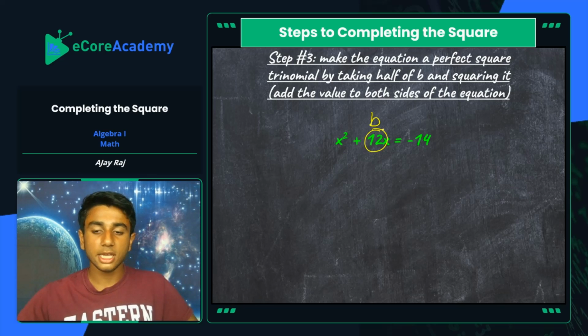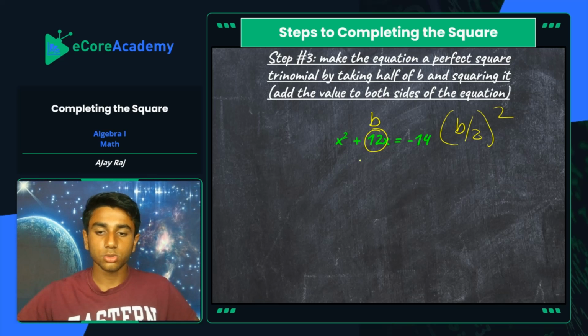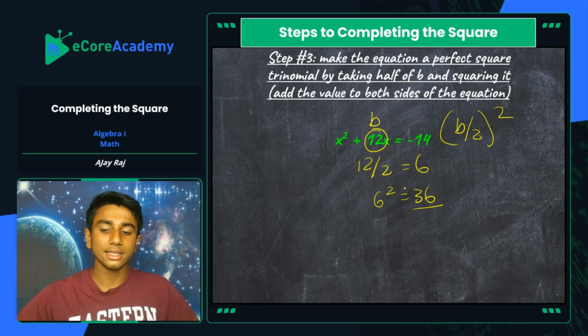So what we're doing here is taking our b value, it's b over 2 squared, essentially. So what does that look like? 12 divided by 2 is obviously 6, and then 6 squared equals 36. So now that we've discovered what b over 2 squared was, we're going to add this to both sides of the equation. Remember, always adding.